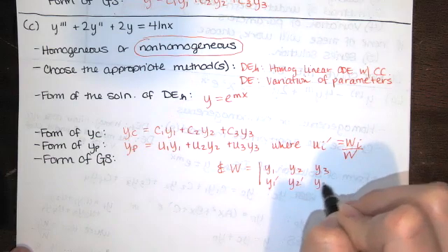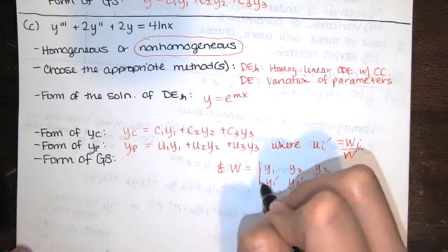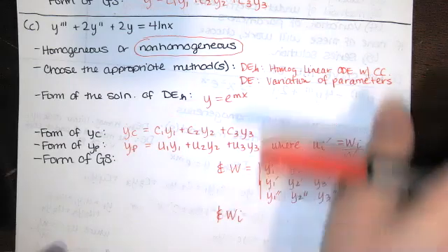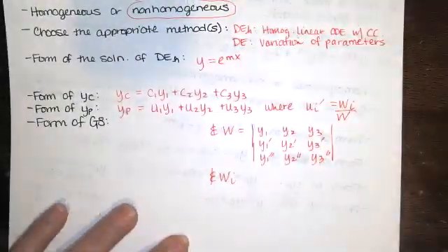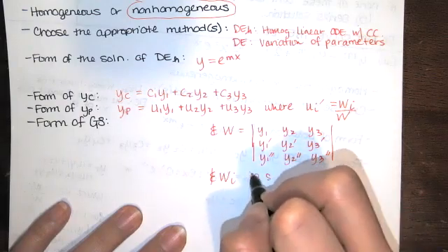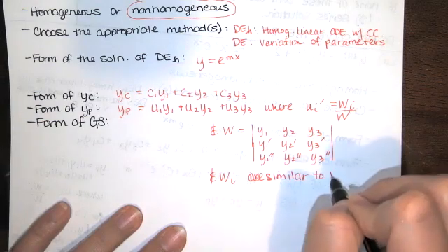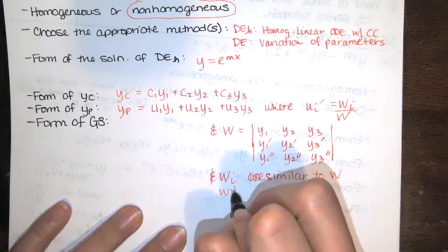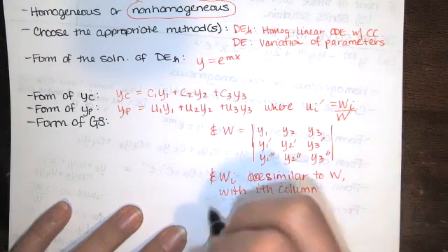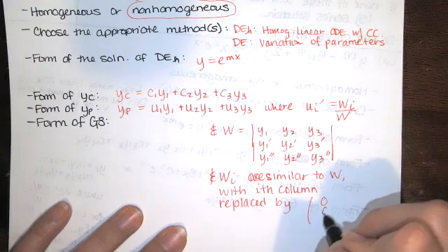So you take the first derivative in the second row, and you take the second derivative in the third row. And the w sub i look just like the Wronskian, but you replace the ith column with 0, 0, and f of x. Let's say these are similar to w, but with the ith column replaced by 0, 0, and f of x.